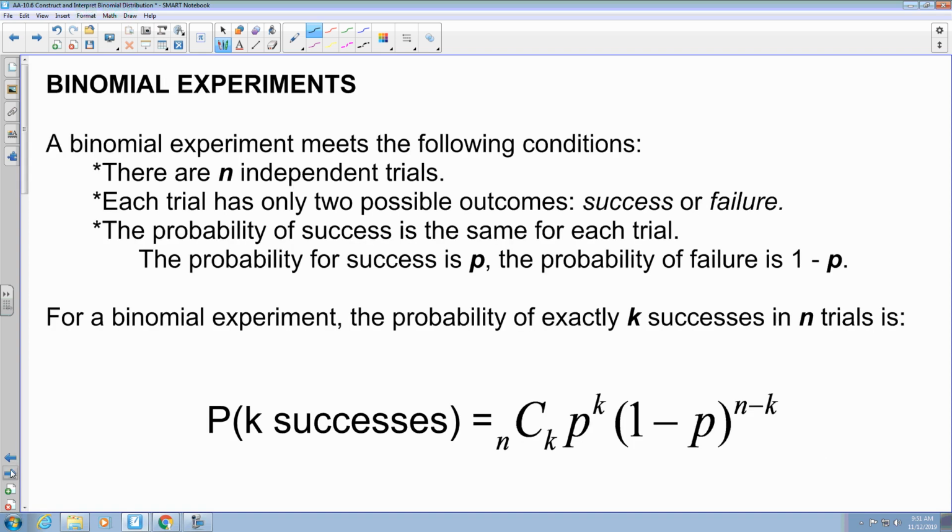All right. So binomial experiment. It says it must meet the following conditions. There are n independent trials, so however many trials there are, you get to pick them. Each trial has two possible outcomes, like success or failure, or yes or no, or true or false. The probability of success is the same for each trial. The probability of success is p, and the probability of failure is 1 minus p. So whatever the success is, p, whatever the failure is, 1 minus p. Like if you flip a coin, you have a 50% chance of succeeding, but you also have a 50% chance of failing.